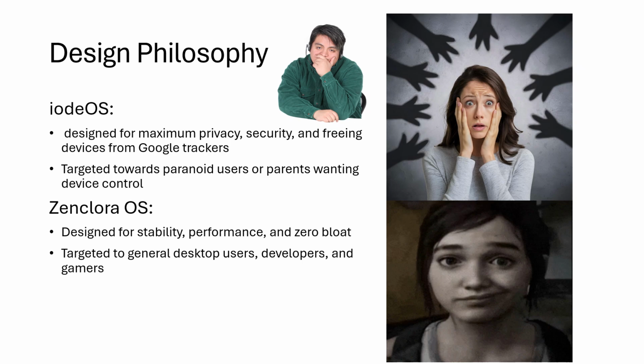Let's move on to design philosophy, in which these two operating systems are going to be vastly different from each other. IODE OS is designed for privacy, security, and freeing devices from Google trackers, and it's targeted towards paranoid users who are very conscious of data tracking or parents wanting device control over their children. The way it does this is by stripping Google Play services and replacing them with microG. It ensures any device functions are not going to be phoning home to Google and all that stuff.